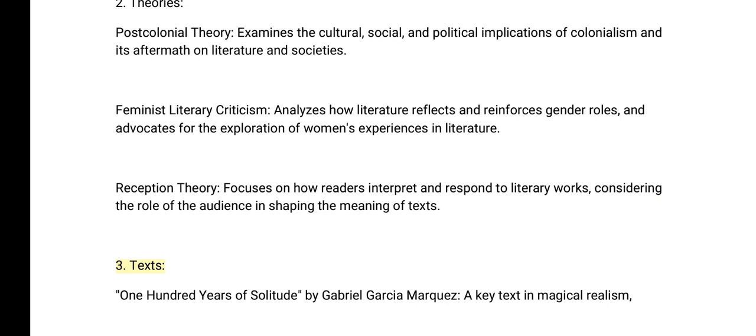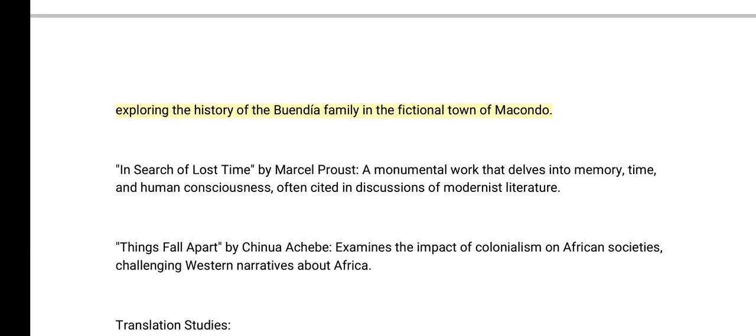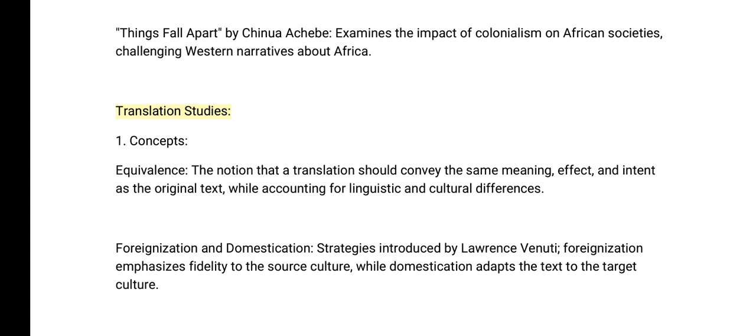3. Texts. One Hundred Years of Solitude, by Gabriel Garcia Marquez, a key text in magical realism, exploring the history of the Buendia family in the fictional town of Macondo. In Search of Lost Time, by Marcel Proust, a monumental work that delves into memory, time, and human consciousness, often cited in discussions of modernist literature. Things Fall Apart, by Chinua Achebe, examines the impact of colonialism on African societies, challenging Western narratives about Africa.